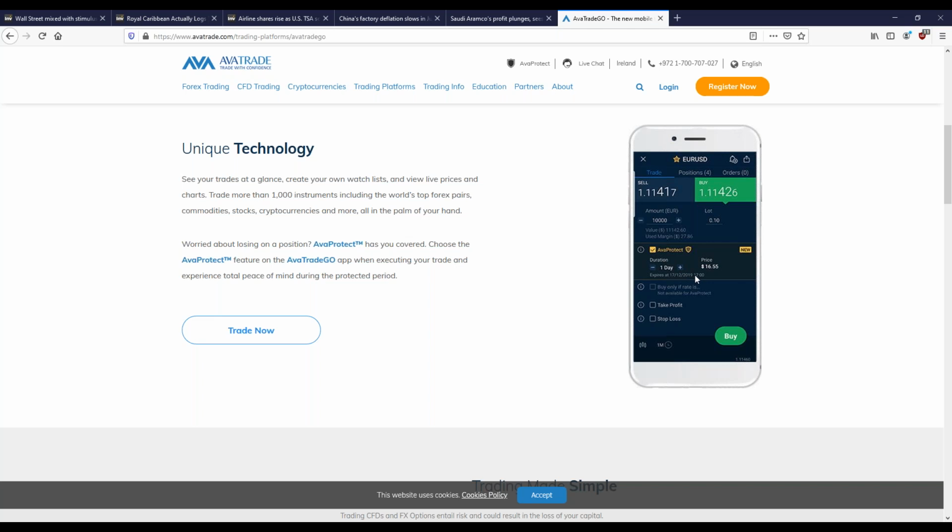or 3 days, etc. So this is a nice protection feature that is not seen when you trade through the MT4 platform or the MT5 platform or the MT4 or MT5 mobile app. You'll only be able to add the protection if you use the AvaGo mobile app.